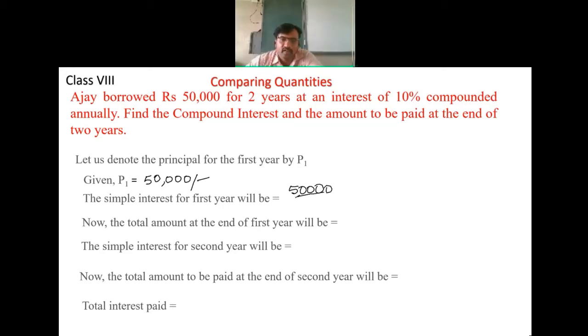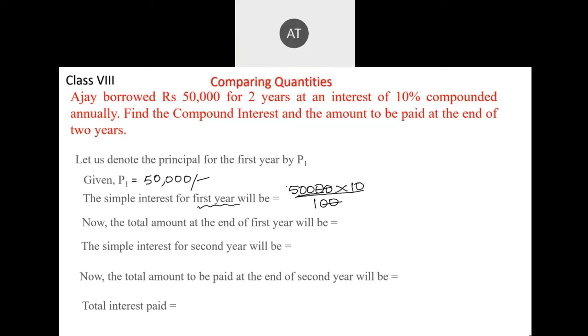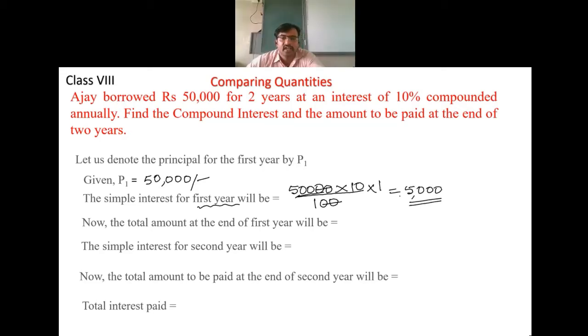Here, once again, I am taking the number of years as 1, because we have to calculate for the first year. So we get 5,000 rupees. Can we do it directly by 2 for both years? That becomes simple interest.